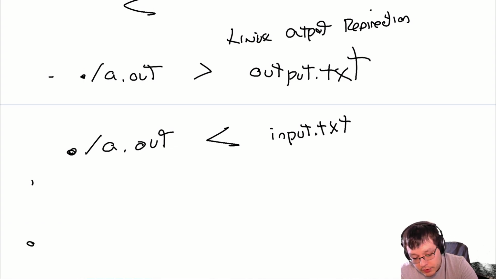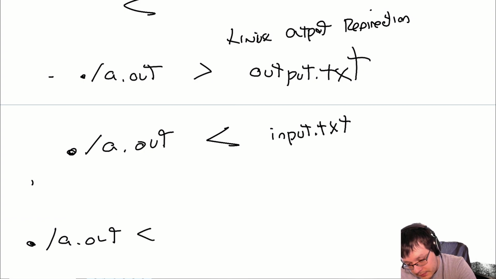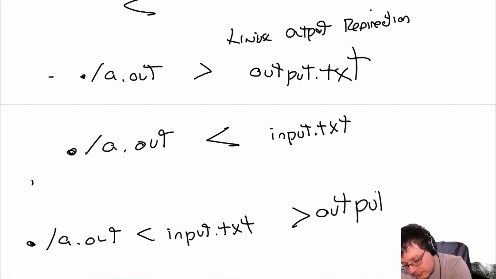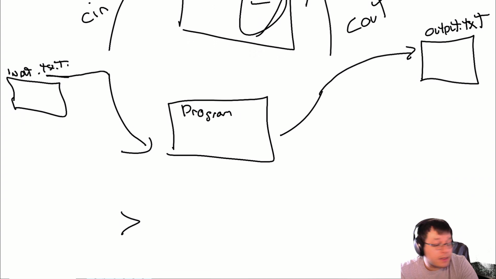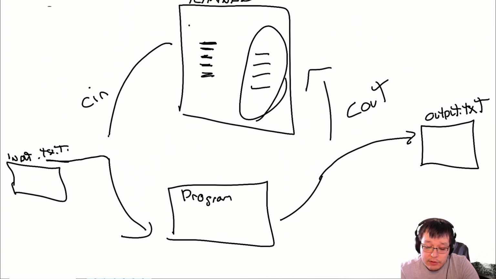The way you do that is you just literally put both side by side. And in this case now we're doing both the input and the output, okay? And now the terminal is not involved at all, actually. Now you just execute your program and that's it. You won't even see anything happen on the terminal. So let's go ahead and actually do that.